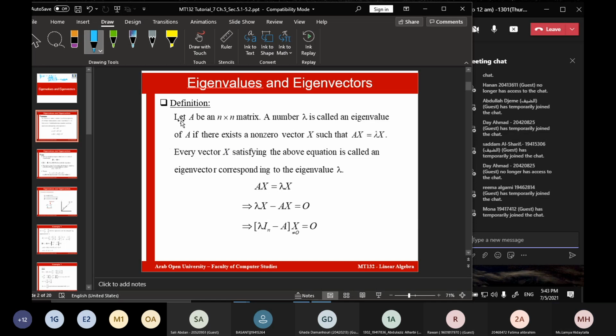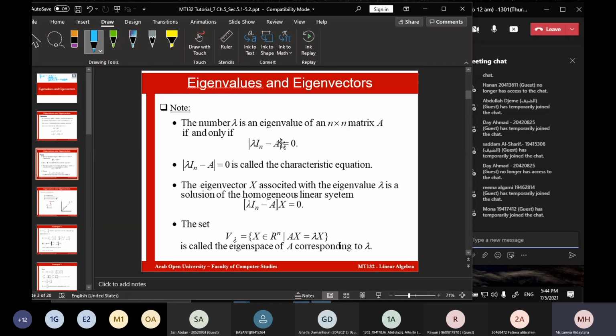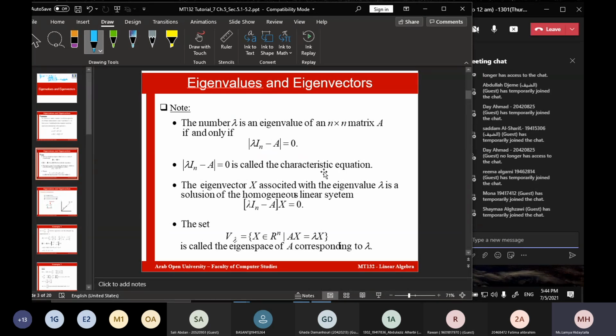Let's see that. Let A be an n times n matrix. A number lambda is called an eigenvalue of A if there exists a non-zero vector x such that this equation is satisfied. Every vector satisfying the above equation, we call the eigenvector corresponding to this eigenvalue. First I have to find the eigenvalues, and after that we will find the corresponding eigenvectors. And this is the solution, and we end up here: the determinant of lambda I minus A should equal zero. This we call the characteristic equation.